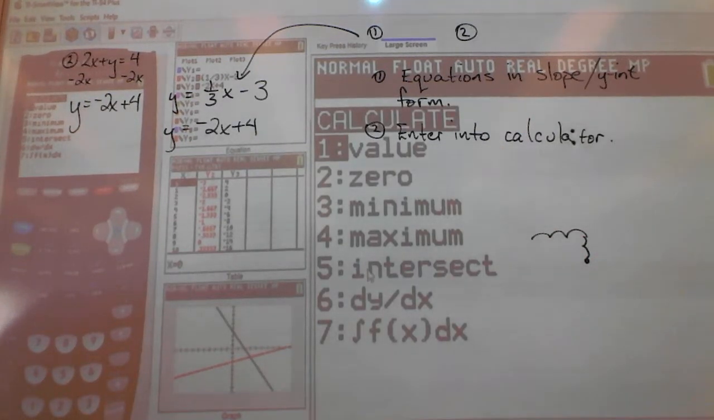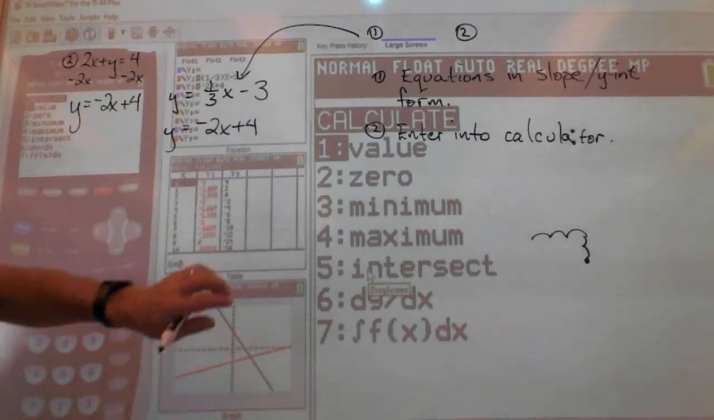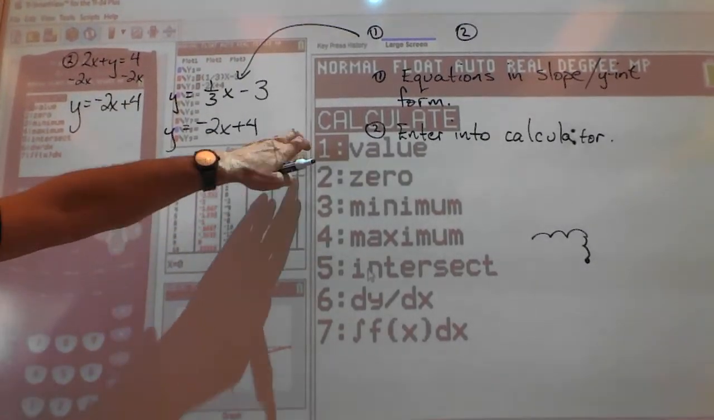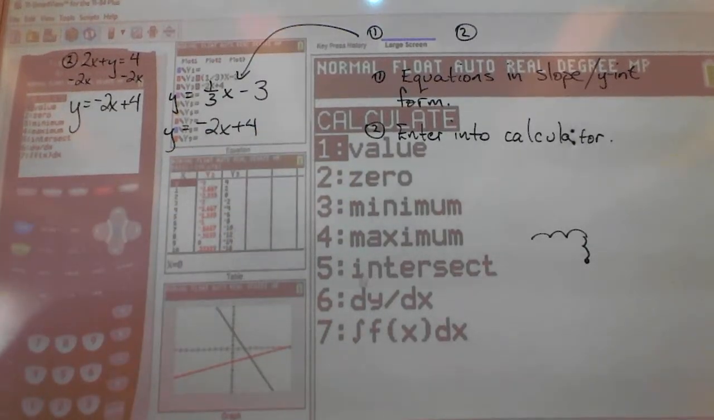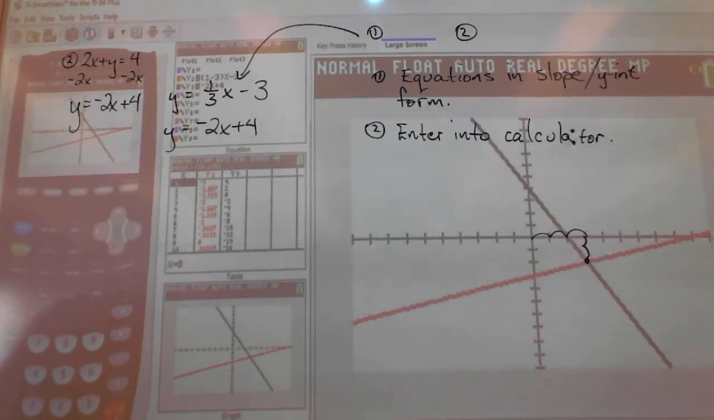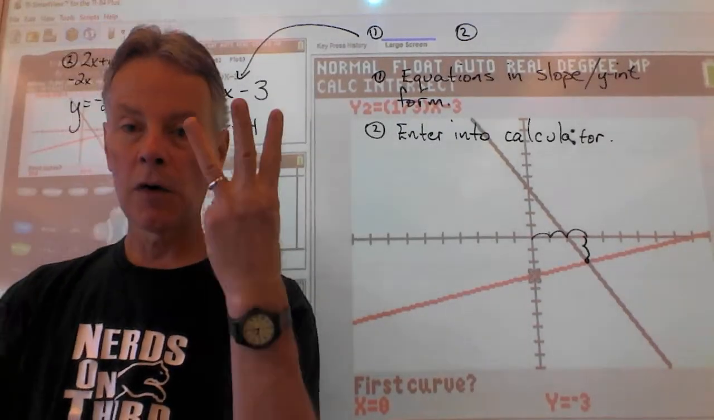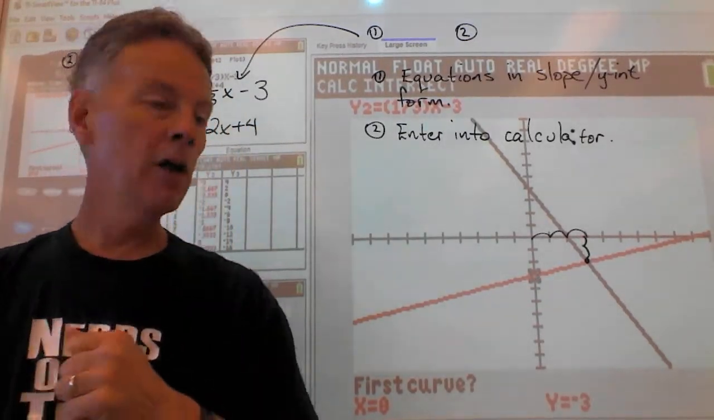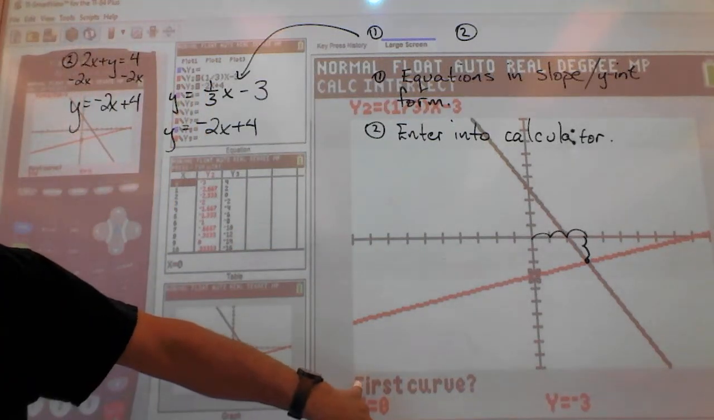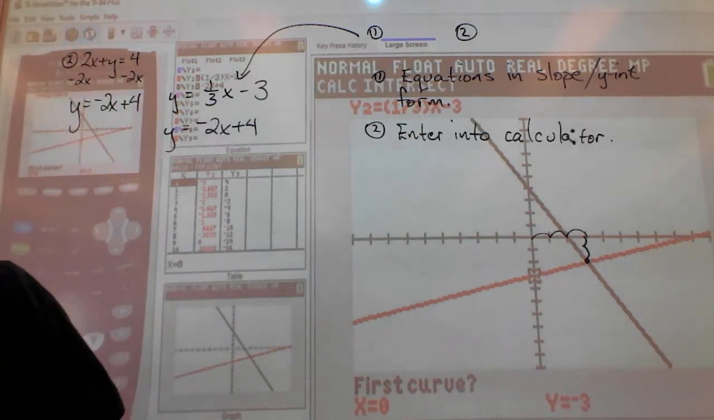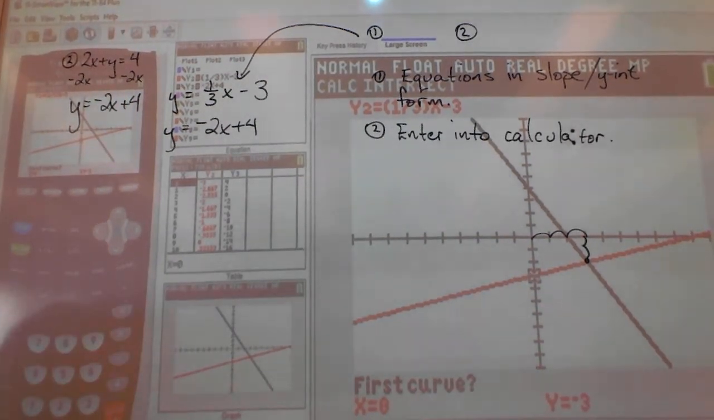And we want to find the intersection. So again, to access this screen, you press 2nd, trace, and that will bring you to the calculate screen. And then you want to go down to intersect, press enter, and it will bring you back, and it will ask you 3 questions. The first question is, are you on the first line or curve? And you can see the cursor is on the first line, so you just press enter.